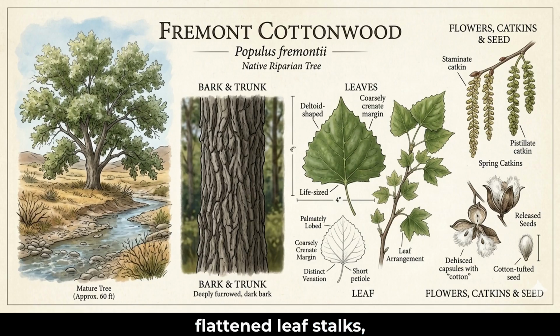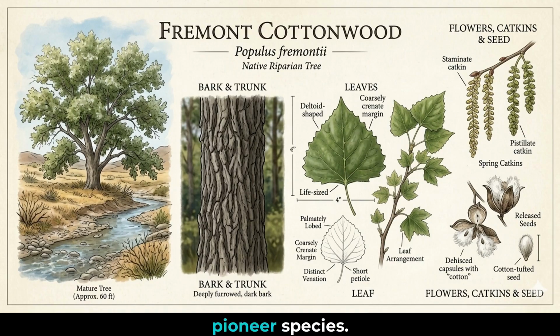flattened leaf stalks, and deeply furrowed bark on mature trees. One of their most recognizable characteristics is the way their leaves flutter and shimmer in even the slightest breeze, producing a sound and visual movement that is unmistakable.